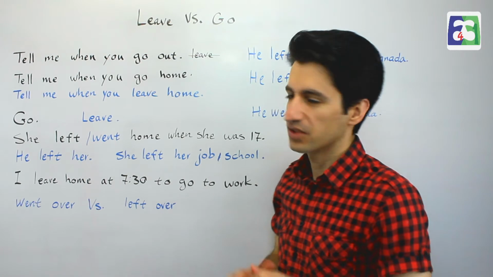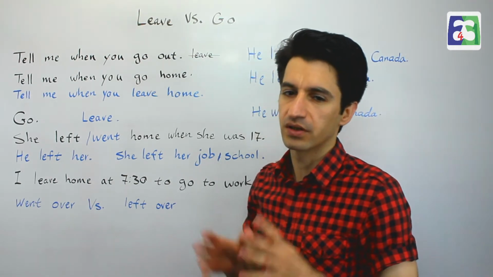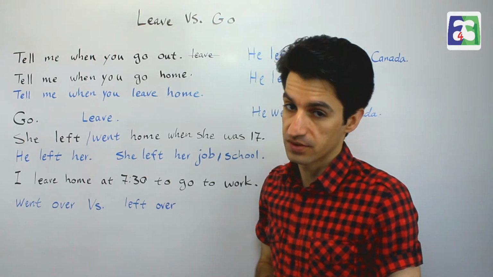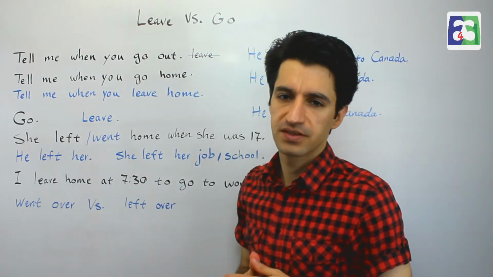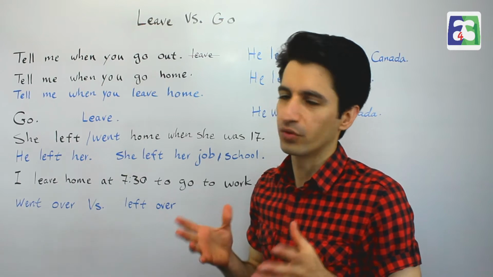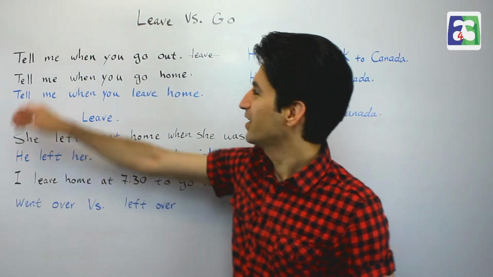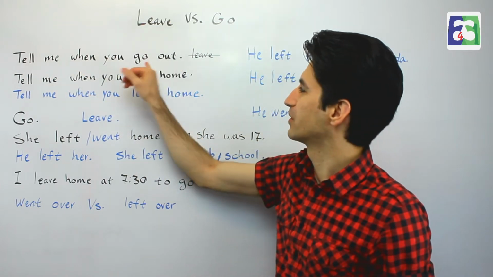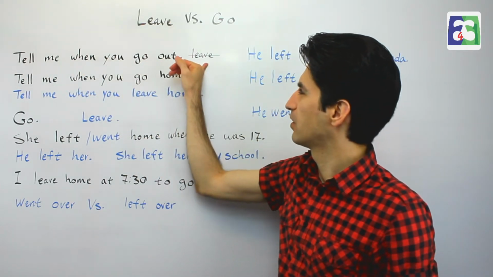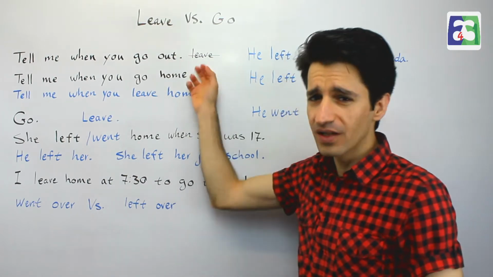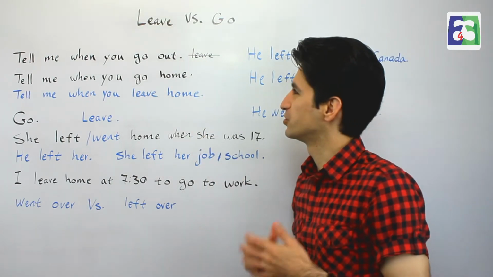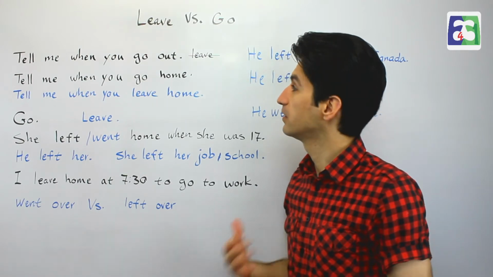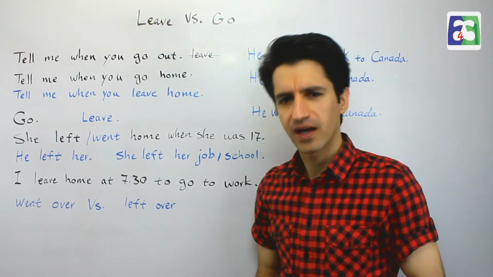So now let's look at examples. It will make it more clear. They are very similar, but I'm going to make the differences more clear. Over here, let's look at this. This says, tell me when you go out. And over here I've left leave to show that this sentence can't be made with leave. Tell me when you leave out.